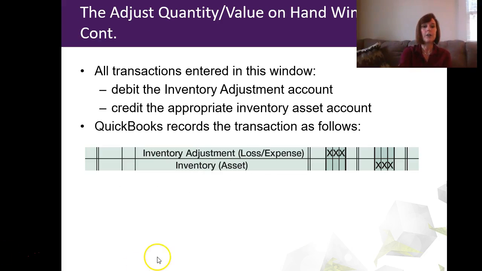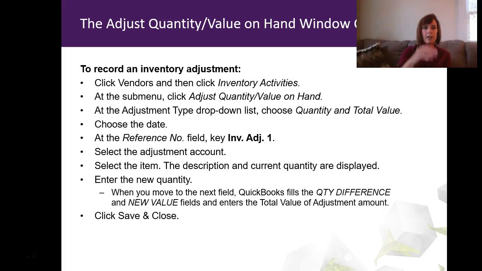So the entry that would be going on in a manual accounting system, if we were going to do an adjustment to our inventory, is that we would have our inventory adjustment account, which is the loss or expense, and that would be a debit. And then the inventory, which is our asset account, would receive the credit. And that's what QuickBooks will do behind the scenes.